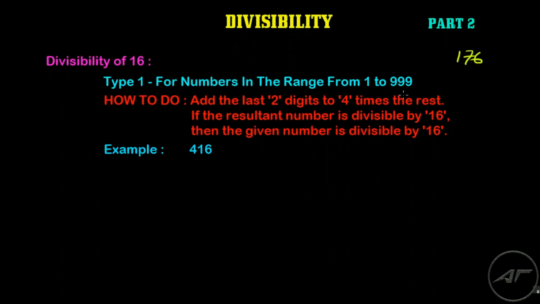So here comes the rule. Add the last 2 digits to 4 times the rest. If the resultant number is divisible by 16, then the given number is divisible by 16. This rule applies for any number in the range from 1 to 999.